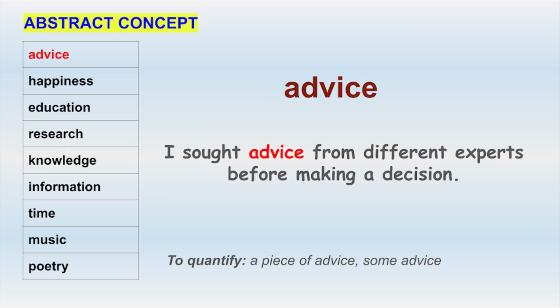Our next category is abstract concept. Abstract concepts are words that do not represent a physical substance. They may be words that express an idea, a concept, or a feeling. Our first word is advice. I sought advice from different experts before making a decision. To quantify, we may say a piece of advice or some advice.